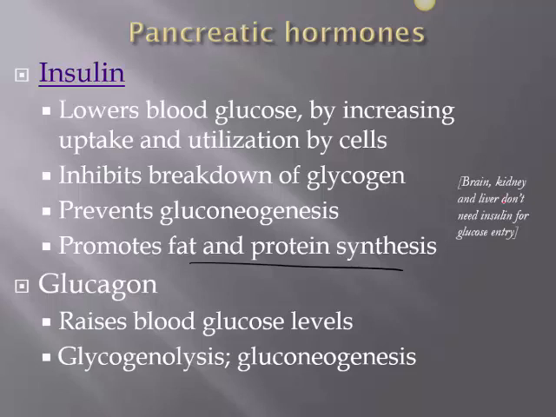In the brain, glucose can enter. Though insulin is needed by the brain for normal brain development, memory, learning and all of that, for entry into brain cells, into the neurons, insulin is not needed.